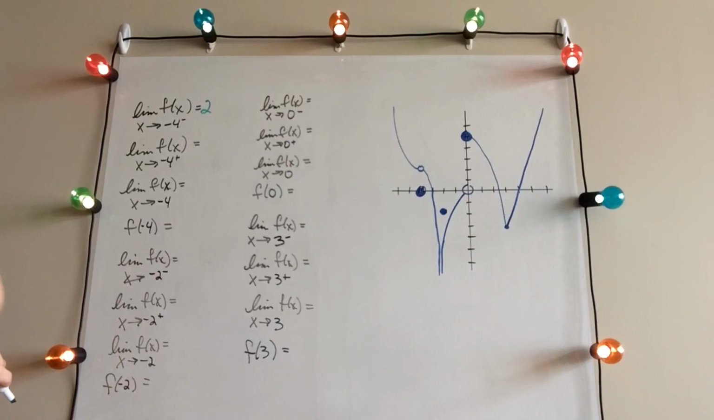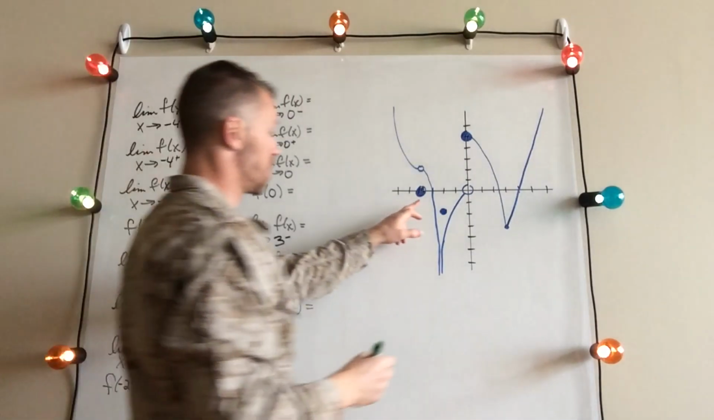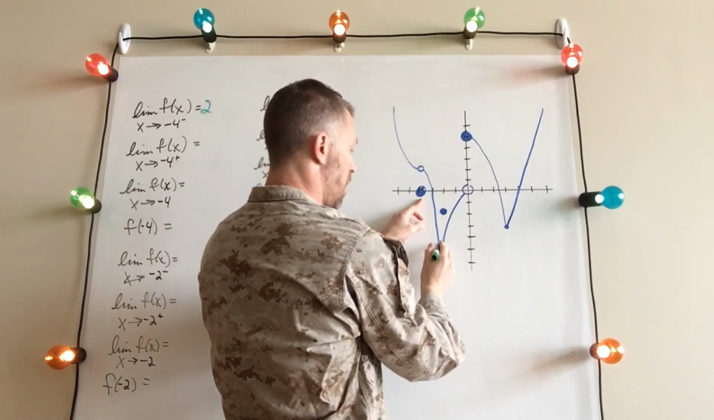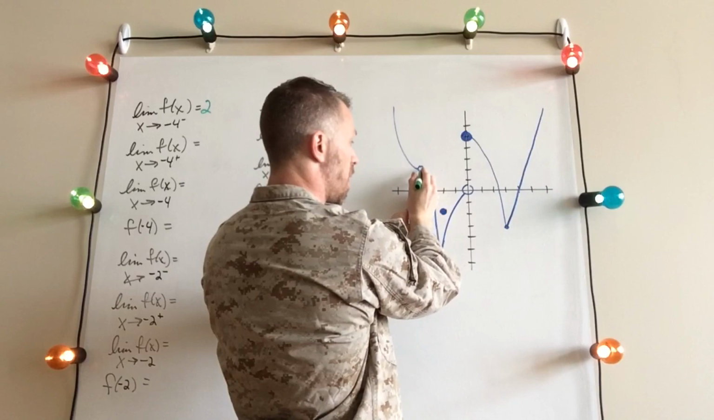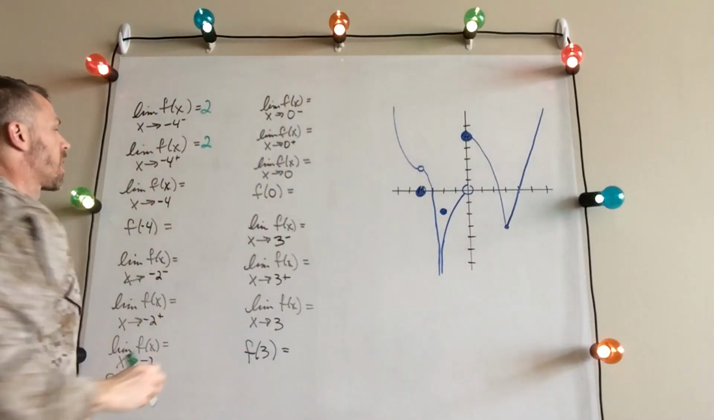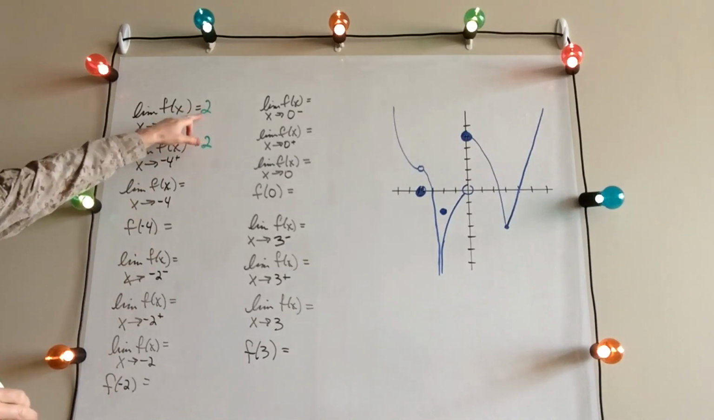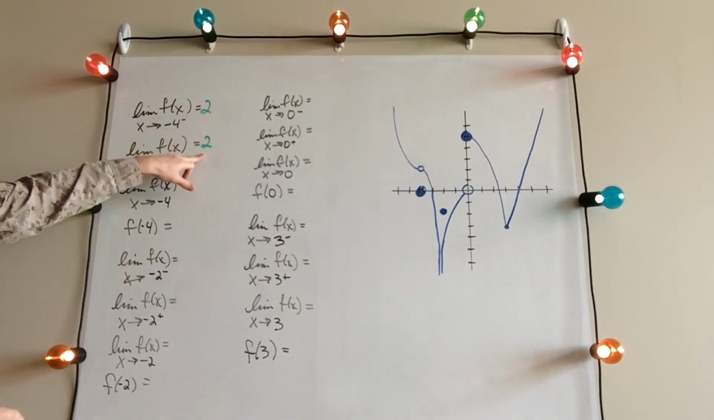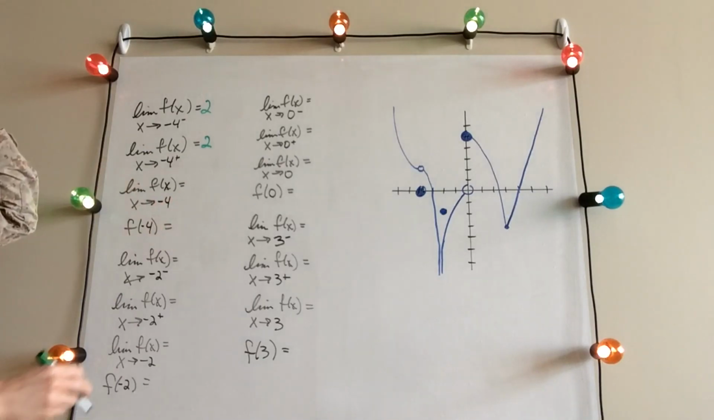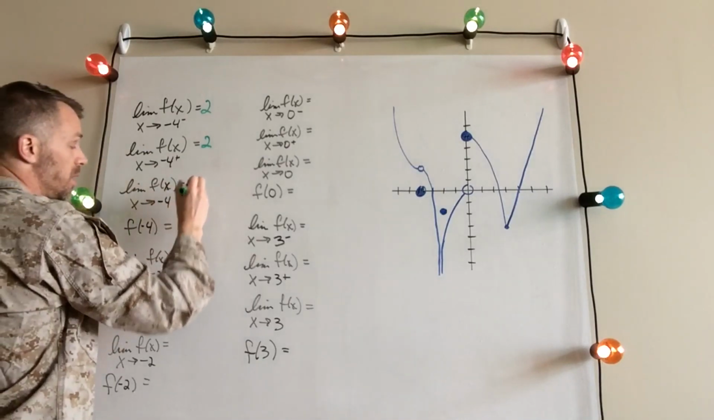Then let's take a look at the limit of the function as x goes to -4 from the right. Here's again -4. We're getting really close to it from the right, coming up along here, getting really close to that y value of 2 again. So the left limit was 2. The right limit was also 2. So overall, the limit of f of x as x goes to -4 is also equal to 2.